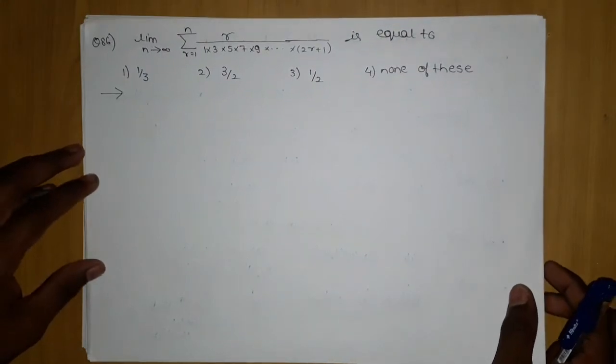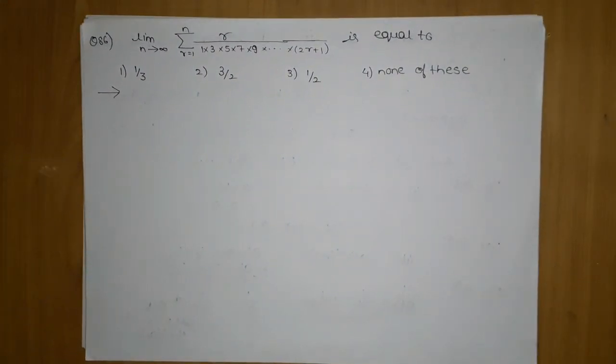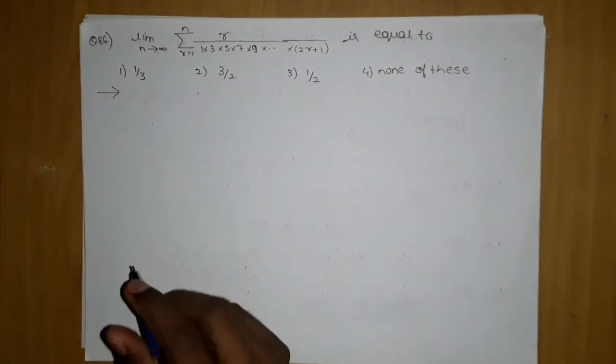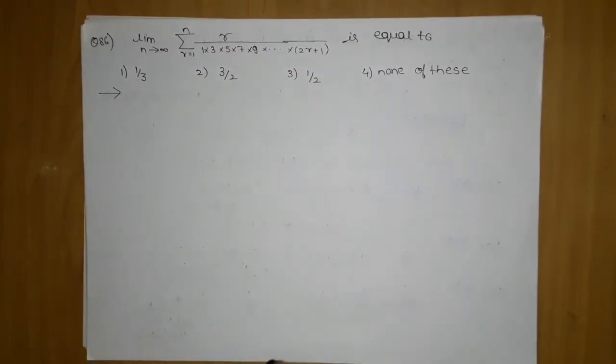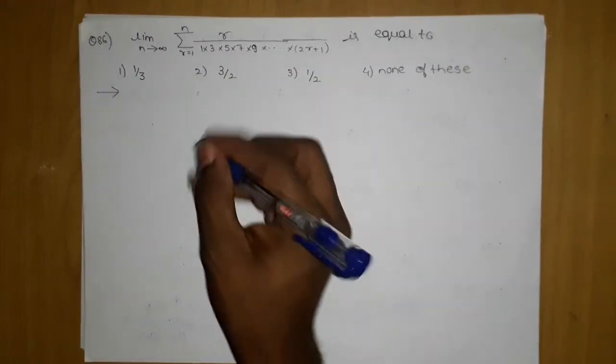Okay, the next question is question number 86. The question is the limit as n tends to infinity of the summation from r equals 1 to n of r upon... Now if you observe this, this is basically an AP series problem. We can clearly see that.